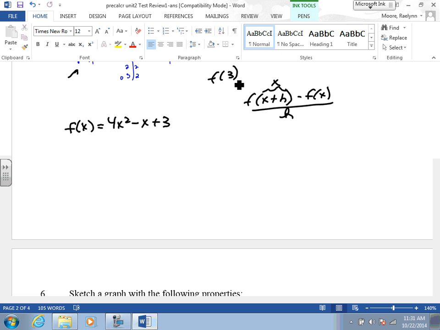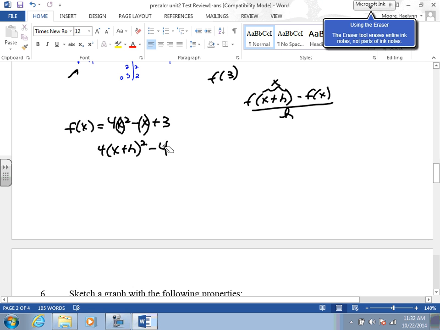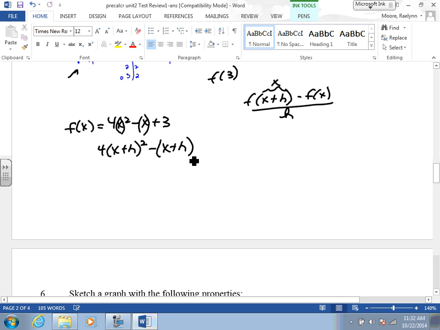Oh, you'd plug it in for x, right? So all I'm saying is f at x plus h. So now x plus h goes in wherever you see x. It's no different. So rewrite this: 4 times (x plus h) squared minus, now this is a minus sign, parentheses, x plus h, plus 3. There's the end of your function.